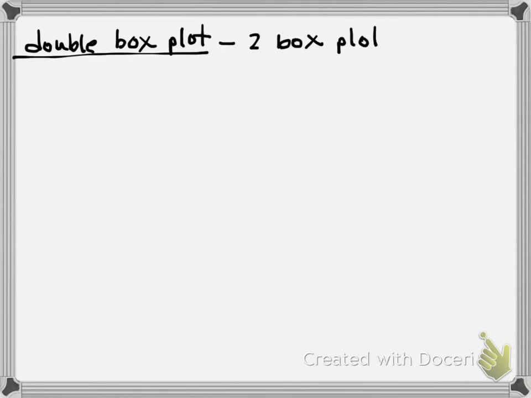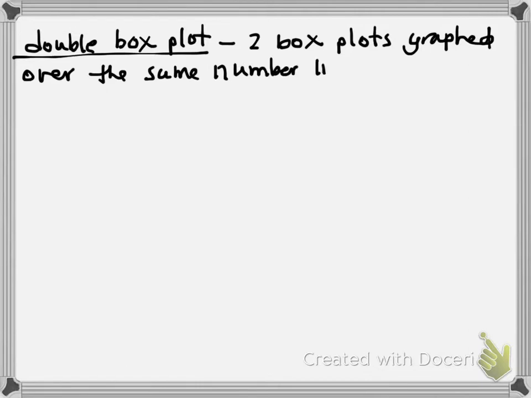All right, so let's talk about what a double box plot is. Simply, it's just 2 box plots graphed over the same number line. Each box plot stays on its own, so you're not going to make one big box plot. You're going to physically graph 2 different ones. You graph one above the number line, and above that box plot, you graph the second one. That allows you to compare information.